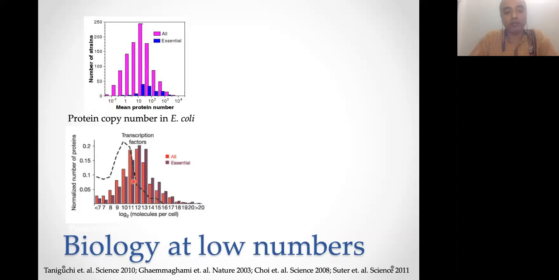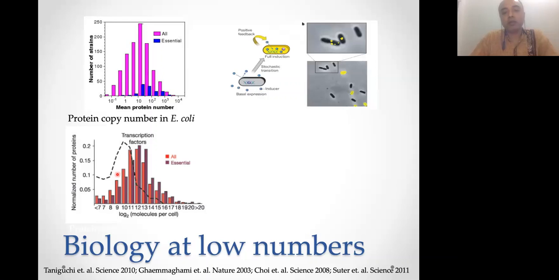And this is roughly true for other systems as well. So transcription factors, this is log2, by the way, are present in a few tens to hundreds of copies inside the yeast cell as well. And depending on several of the other biological systems as well, these numbers are extremely small.